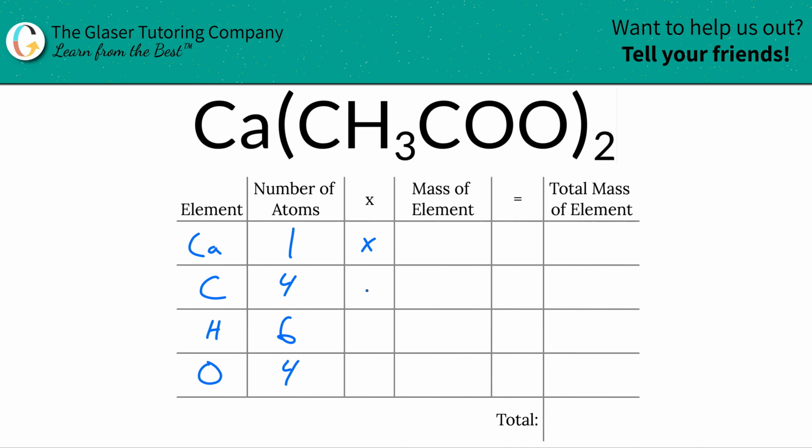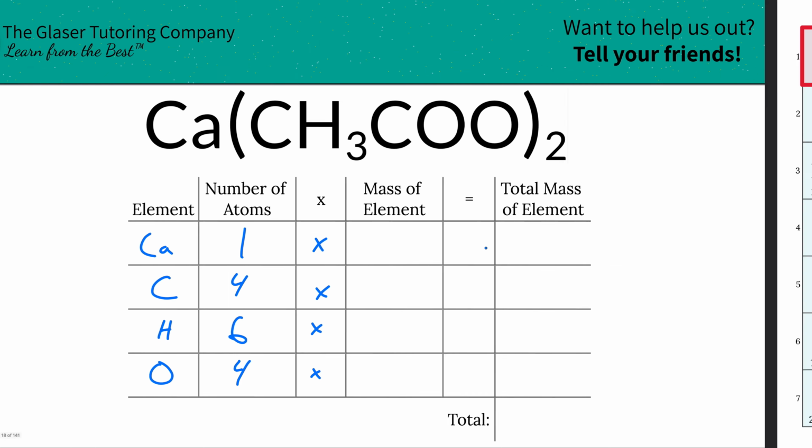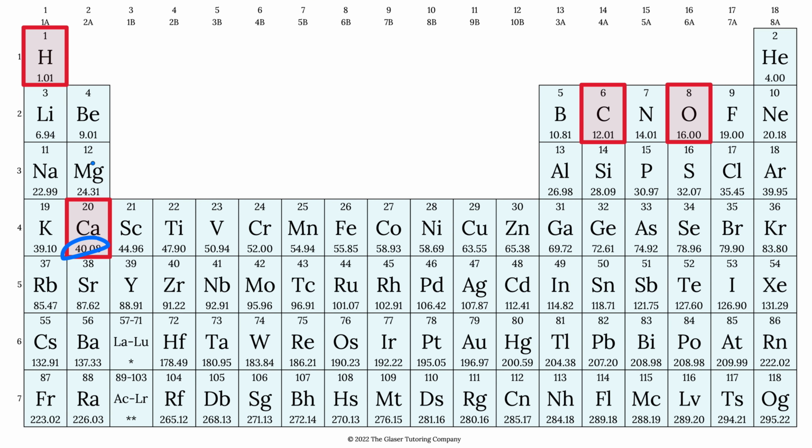Then what you're going to do is multiply those numbers of atoms by the mass of each particular element, and that's where the periodic table comes into play. So we've got to look these elements up. The masses down here: calcium is 40.08, hydrogen is 1.01, carbon is 12.01, and oxygen is 16. Those masses represent either the molar mass in grams per mole if you're calculating molar mass, or the molecular mass in AMU if you're calculating molecular mass.